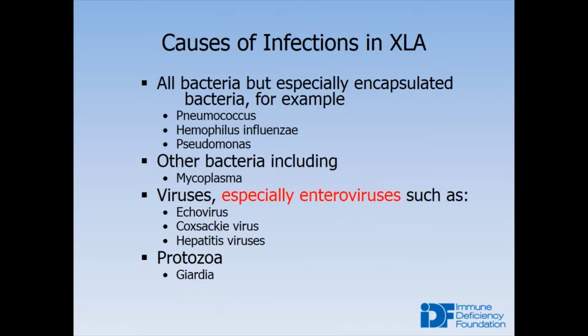So the causes of infections for an agammaglobulinemia patient are usually bacteria, especially a particular kind of bacteria which carry a capsule around them, so they're called encapsulated bacteria. And those are things like pneumococcus, Haemophilus influenza, Pseudomonas, which is another gram-negative organism. Bacteria like Mycoplasma can cause these infections. Viruses, especially enteroviruses, are really, really problematic for people with XLA. And those are echoviruses, Coxsackie viruses, the hepatitis viruses. Enterovirus is really a huge player in the pantheon of XLA diseases. And then Giardia, which is a protozoa, also is problematic for people with XLA. So you can get lots and lots of different kinds of bugs.